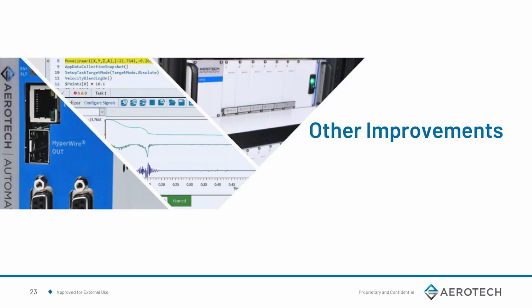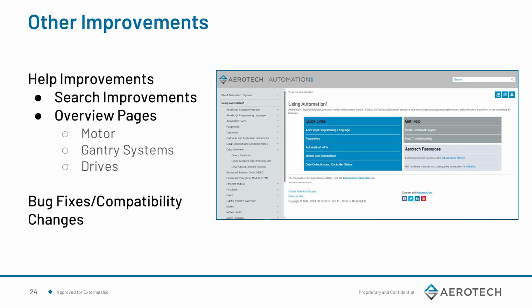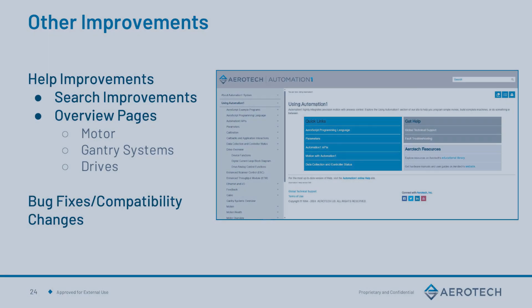Now, lastly, let's go over improvements in the help file and a few bug fixes and compatibility changes. The Automation1 help file is continuing to improve now with improvements to the search functionality and several topic overview pages. New overview pages will continue to be added as we aim to make it easier for customers to navigate our product. Several bug fixes and compatibility changes have been made in this release. So please refer to the Automation1 2.10 release notes for full details on any changes that might impact your process.